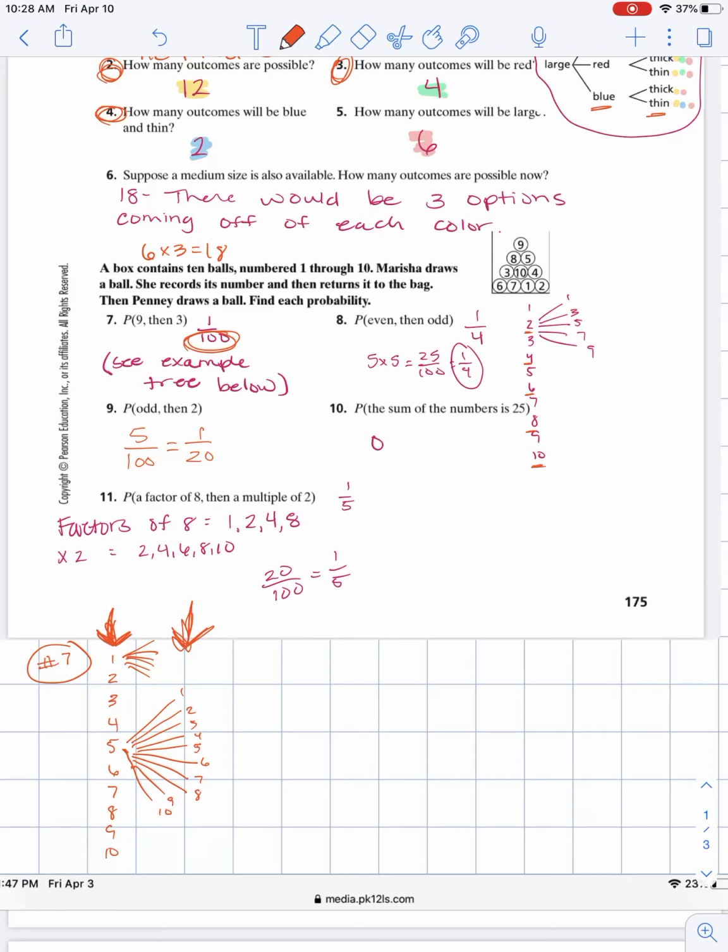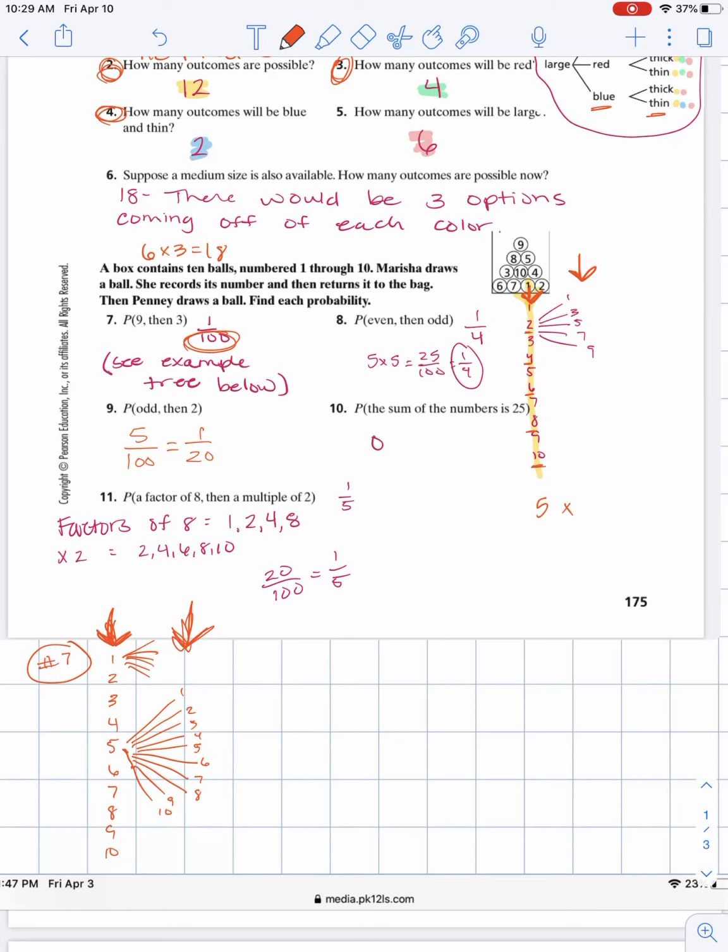The next one's a little bit interesting. What is the probability of drawing an even and then an odd? Well, again, our first draw right here, the evens are 2, 4, 6, 8, 10. So there are 5 even options. And then for our second draw, to draw an odd one, there are 1, 3, 5, 7, and 9.